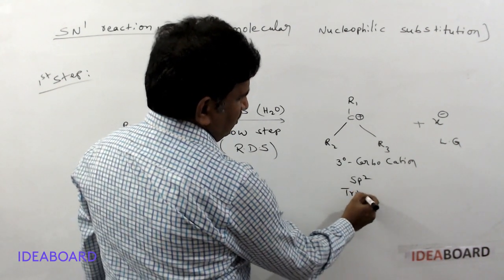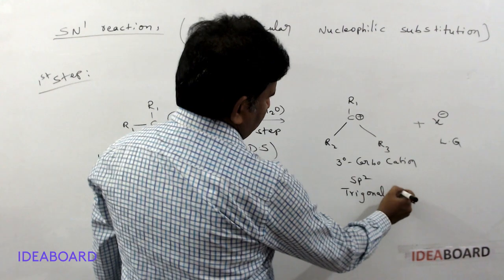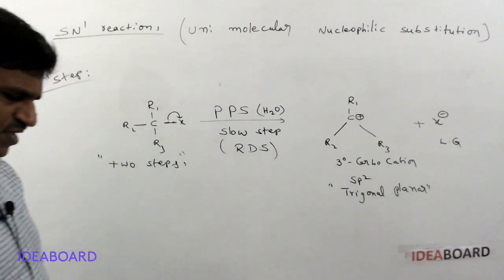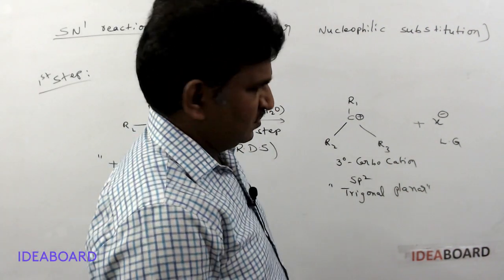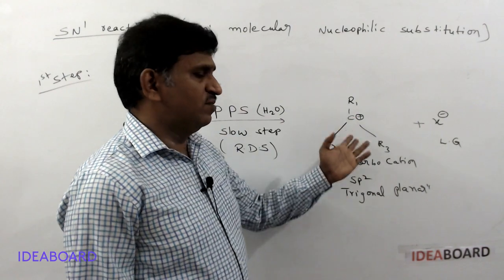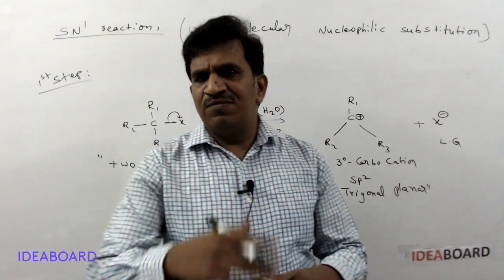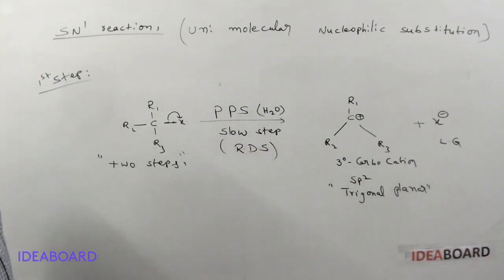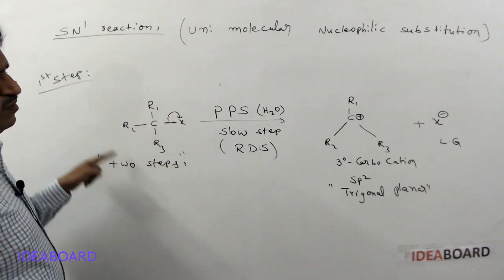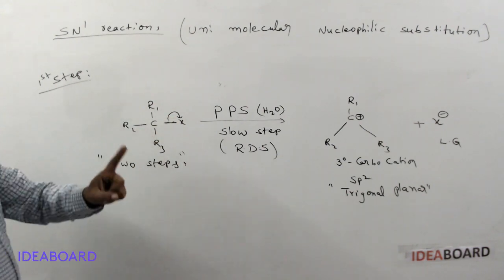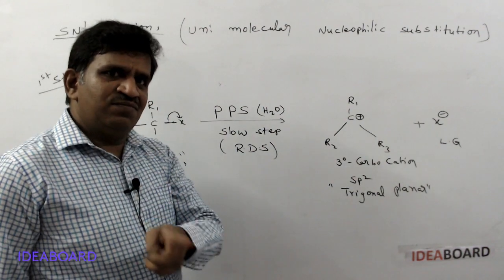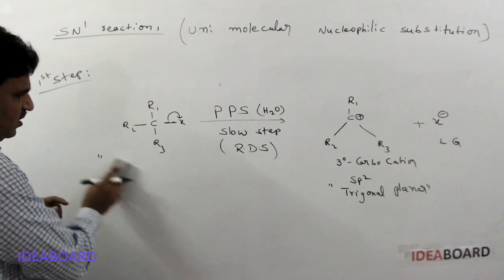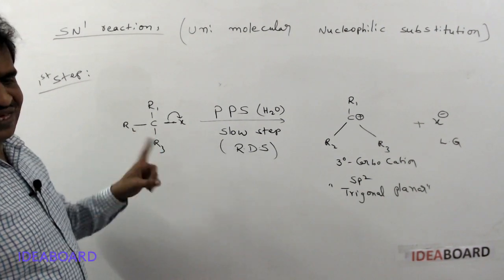So what is the shape? It is trigonal planar. The shape of the carbocation is trigonal planar. Do you know what a trigonal planar structure is? Okay, this is a trigonal planar structure, meaning on a plane, 3 bonds are present. That is the first step, the slow step, the rate determining step. Please remember, how many reactant molecules participate in the rate determining step? Only one. What is that one reactant molecule? Alkyl halide.